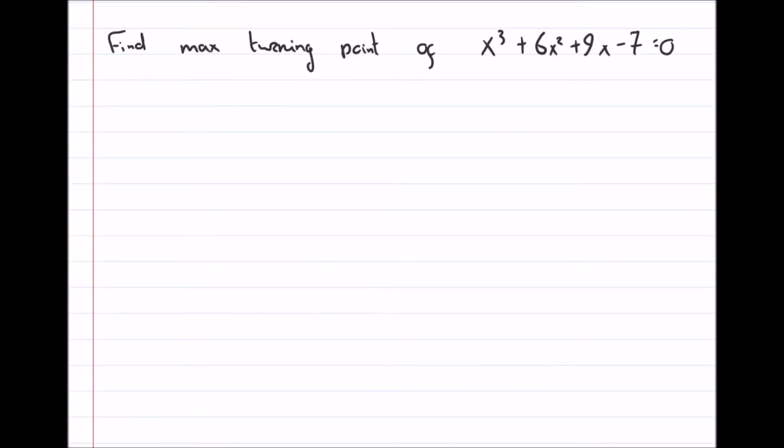Okay, let's look at this. It says find the maximum turning point of y equals x cubed plus 6x squared plus 9x minus 7. So the first thing I have to do, anything to do with maximum or minimum turning points or stationary points, I'll differentiate. I'll get dy dx equals 3x squared plus 12x plus 9 equals 0. So differentiate, let equal 0, that's what I've done there, and solve this. So I want to solve for x. I can divide across by 3 actually to make it easier.